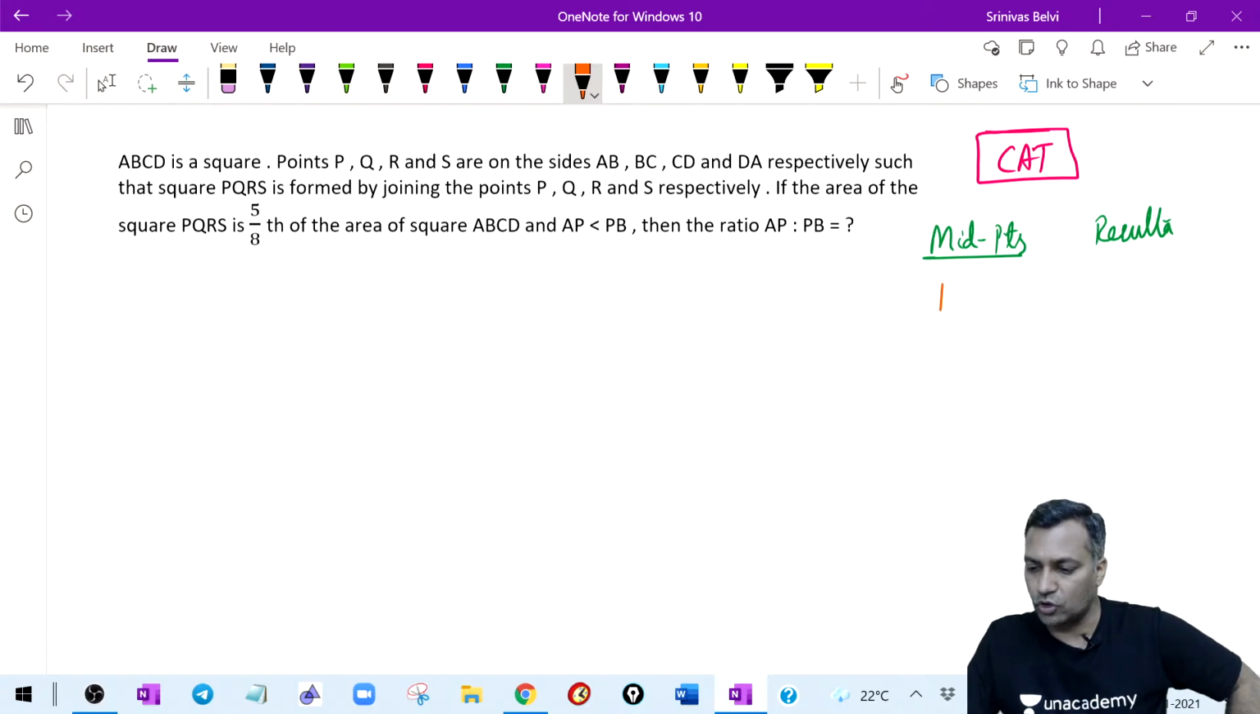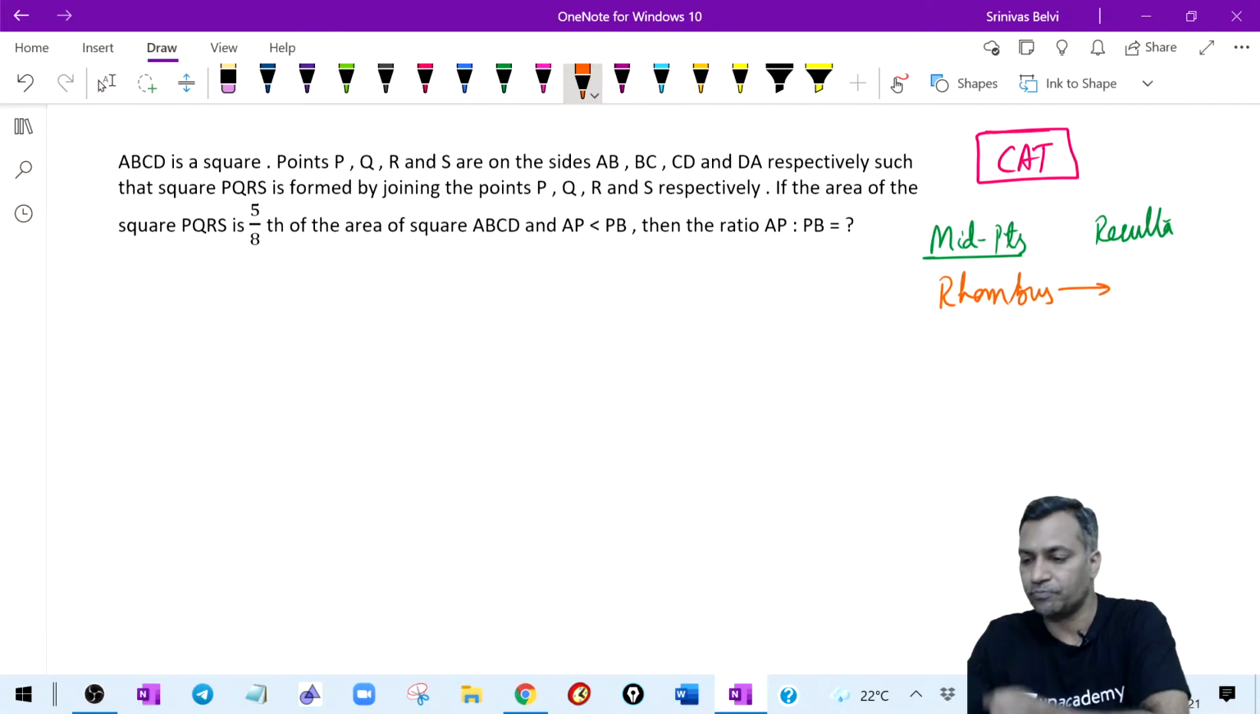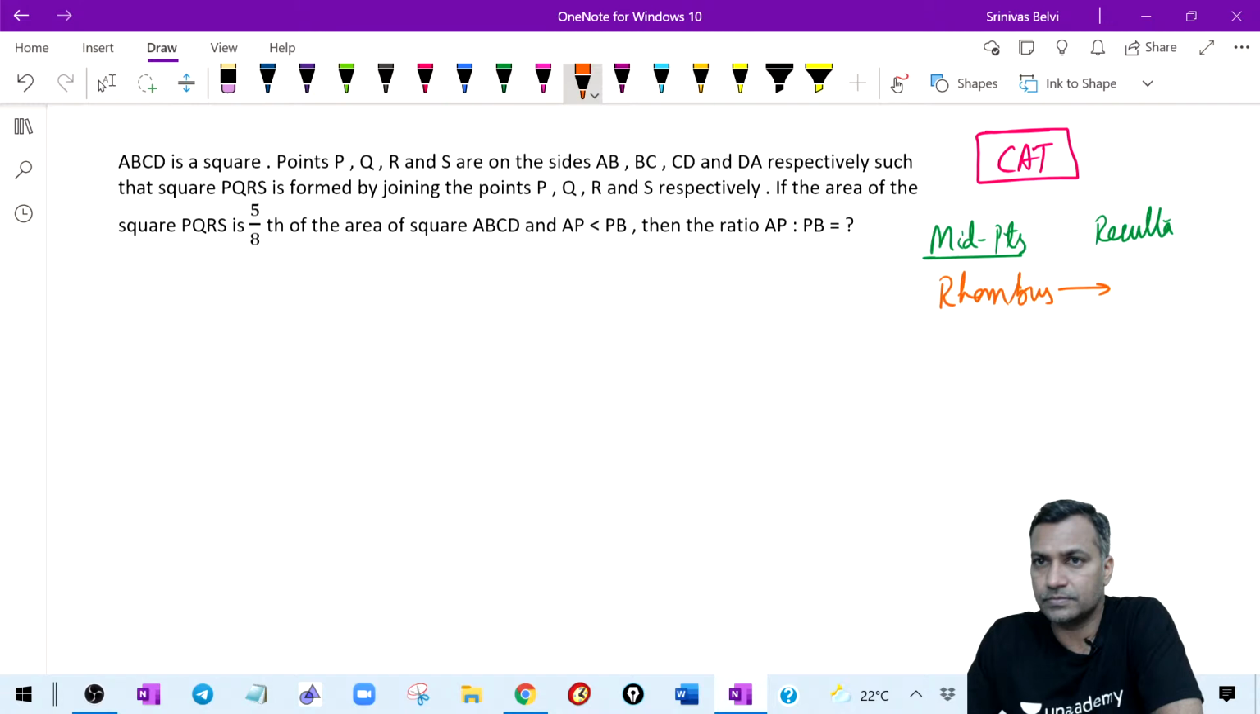Midpoints of a rhombus. If I join the midpoints of the rhombus, what is the resulting figure? Put it in the chat. Take any rhombus in general, regular, irregular, whatever it is. If I take a rhombus and join the midpoints, what is the resultant figure?